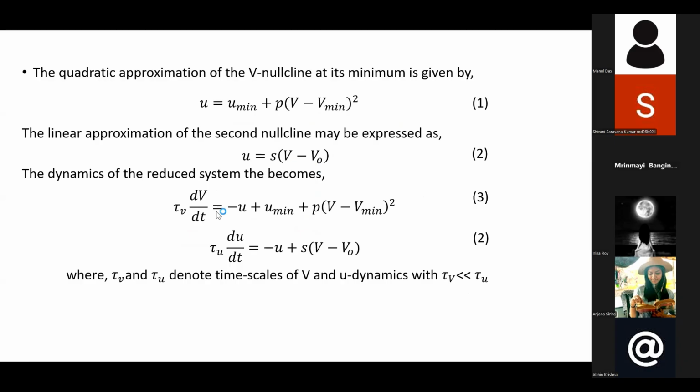But these two variables look like this. dV by dt is equal to this minus u plus V min plus p into V minus V min whole square. The second equation, du by dt is equal to minus u plus s into V minus V naught.